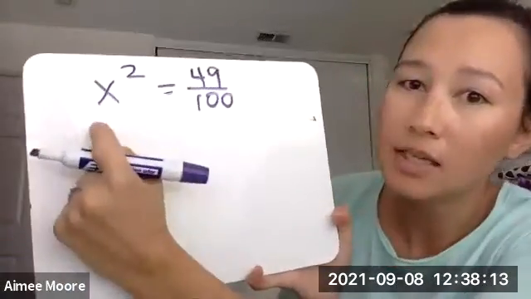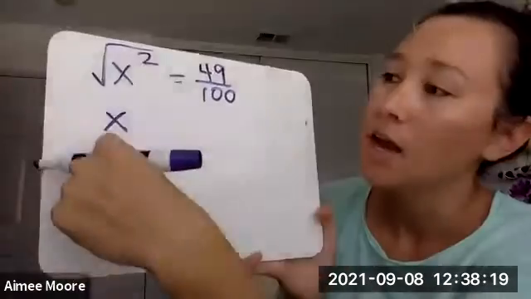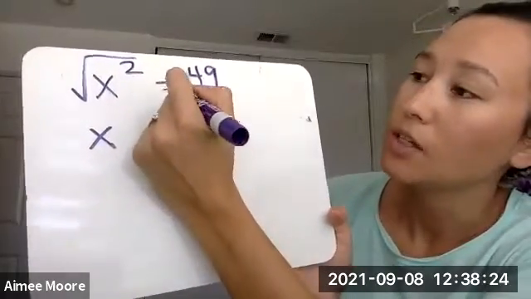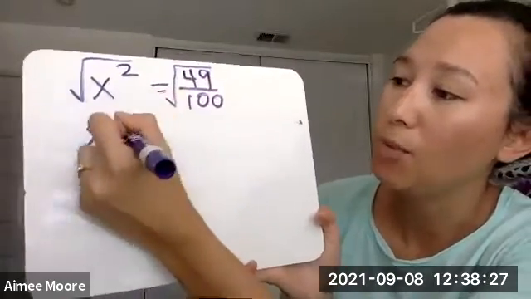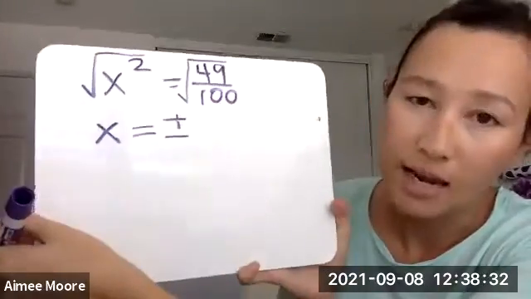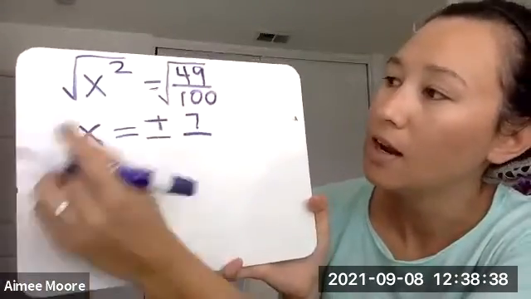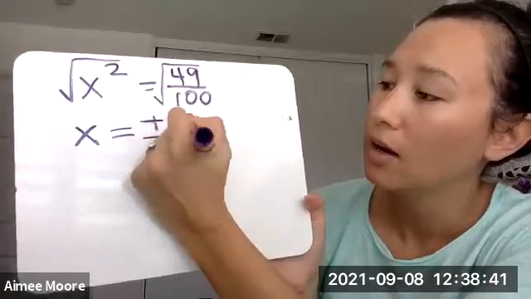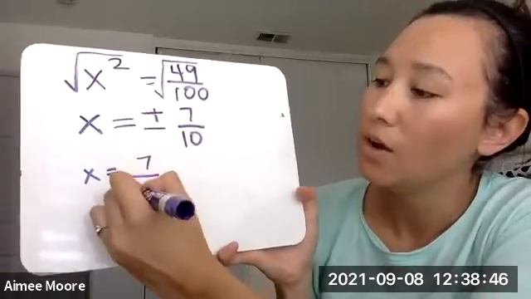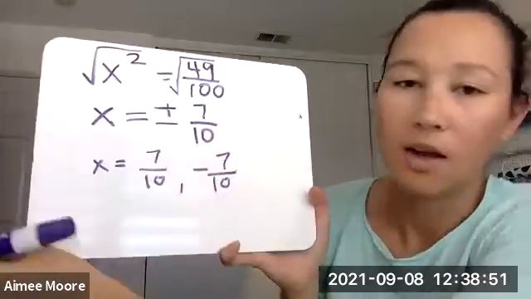Since x is being squared, we need to take the square root in order to solve for x. But whatever we do to one side, we have to do to the other side. So we also have to take the square root of 49 over 100. And when you take the square root, remember that you get a positive and a negative. The square root of 49 is 7. The square root of 100 is 10. So x would equal positive 7 over 10, and then it would also equal negative 7 over 10.